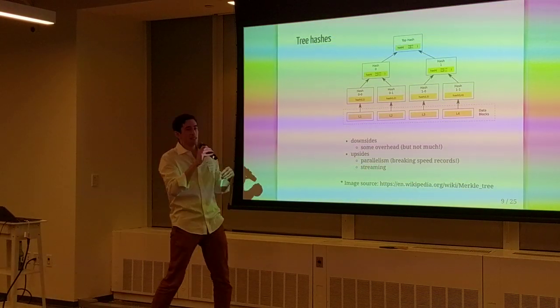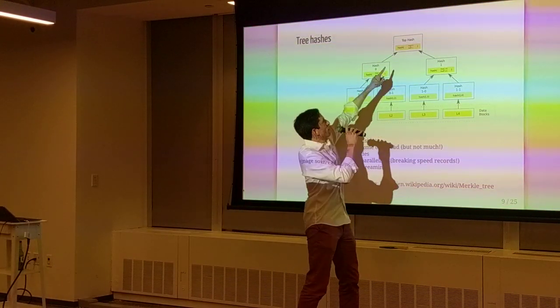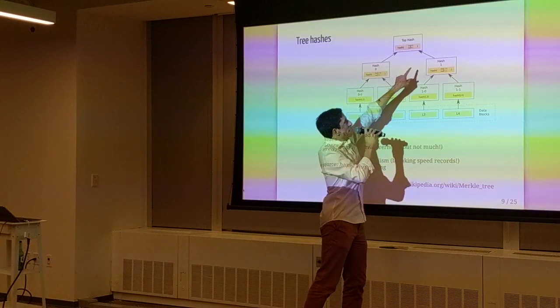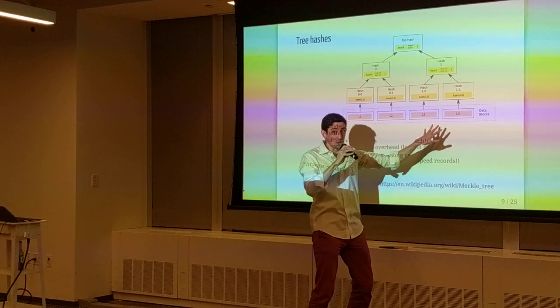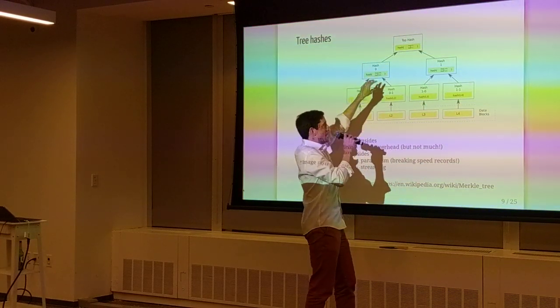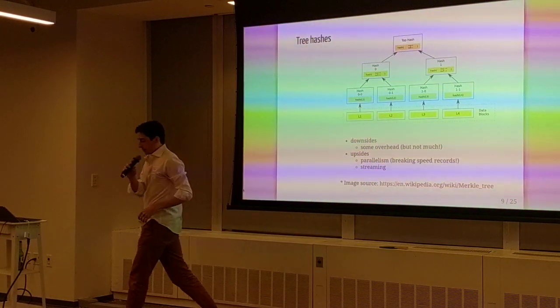To do that, I need a fair bit of bookkeeping. For example, to verify the root hash, I need this node, because they both have intuitive inputs. I don't need anything below that node, but I need it. So there's a bunch of things that I need on the way down, but it's not much work.